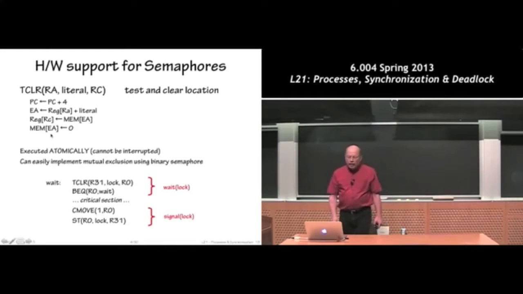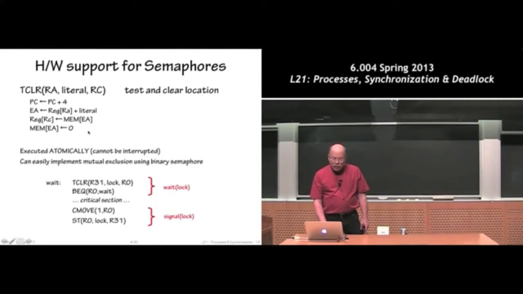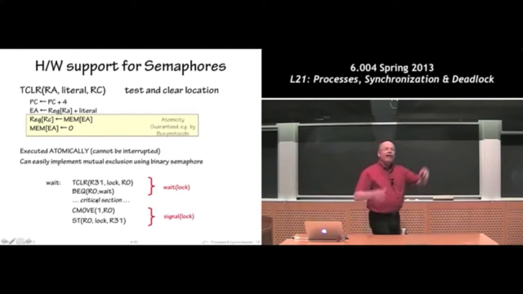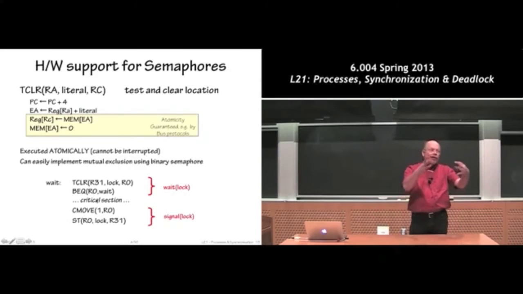Another way is test and clear, where the atomic piece of the operation, you can see down here, is basically that I get back the old contents of the memory location and I set it to 0. And that turns out to be enough to implement a very simple binary semaphore. And once you have a binary semaphore, something you can use for mutual exclusion, then you can have a critical section of code that goes off and takes FFTs or whatever you want, guarded by the semaphore.